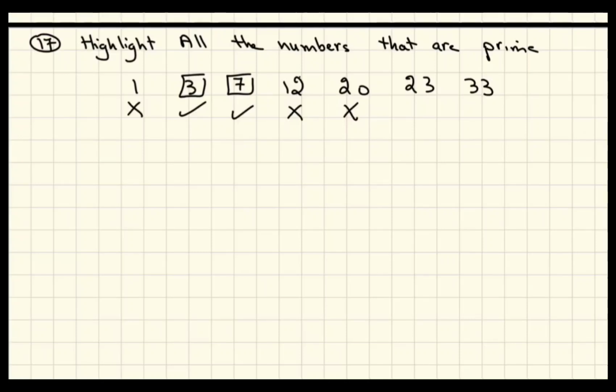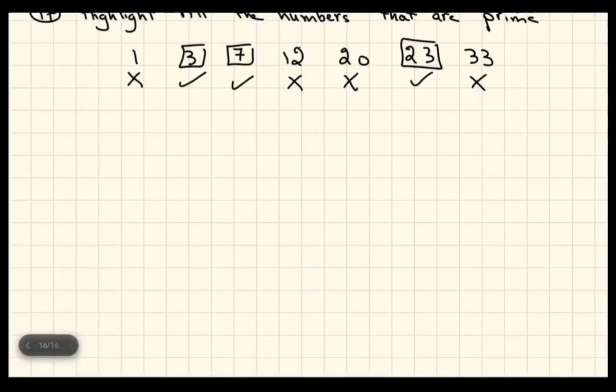23 is not in the multiplication table of any of the digits we know, and it is a prime number. It's better to memorize them. 33 is divisible by 3 because 3 times 11 is 33, so it's not prime.